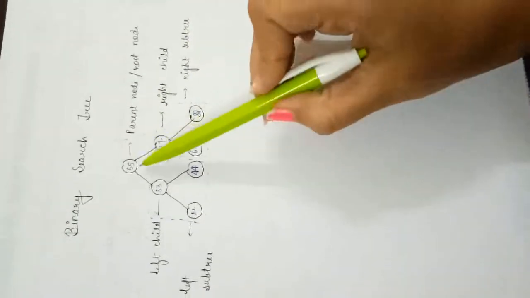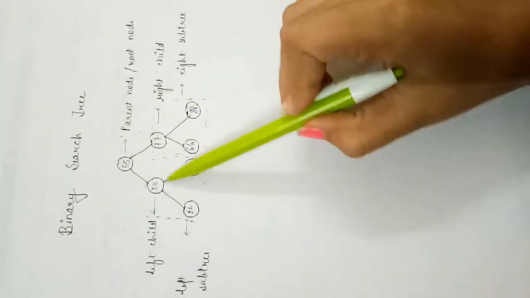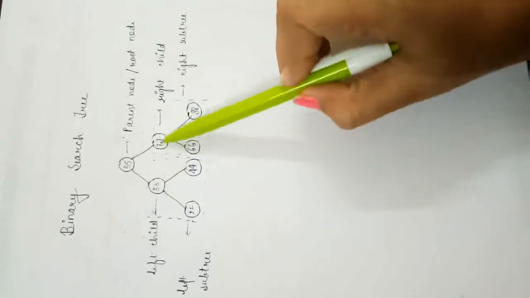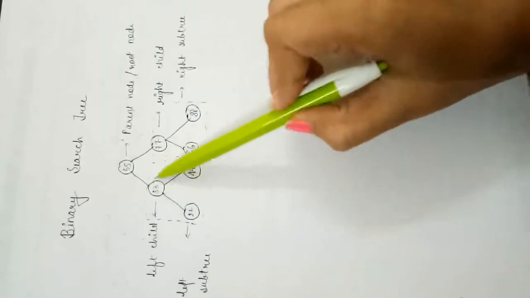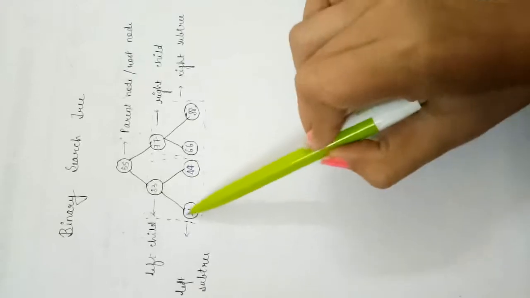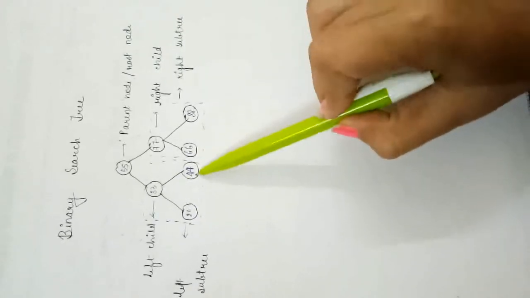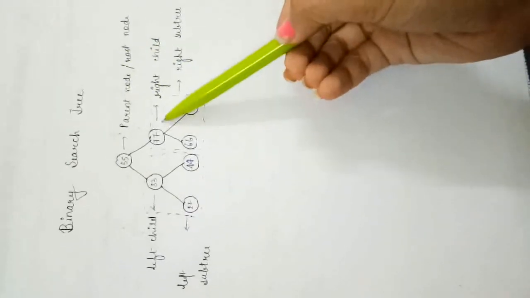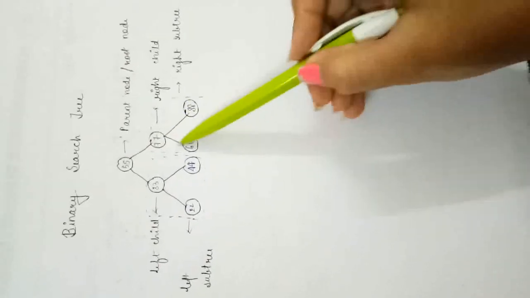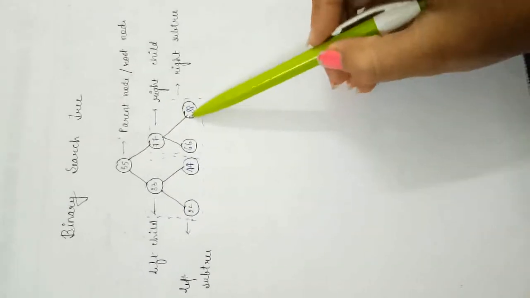Now we can see that here, this is the root node. This one is smaller than the root node and this one is greater than the root node. Similarly, here it is the root node. This one is smaller than the root node and this one is greater than the root node. And the same is here. This is the root node, this one is smaller than the root node and this one is greater than the root node. So this is a basic example of a binary search tree.